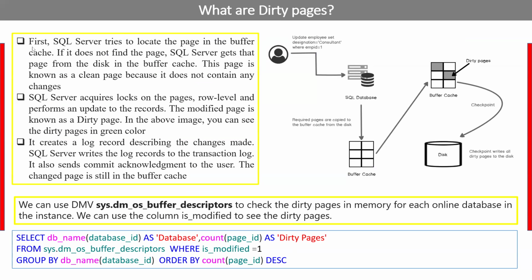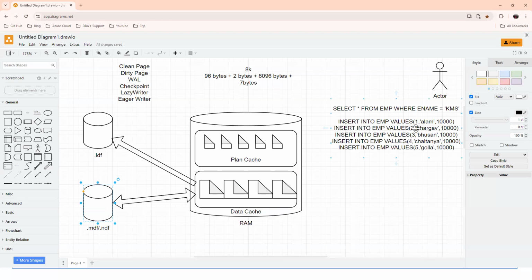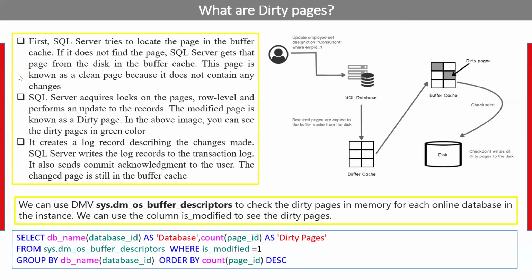Okay. So first, SQL Server tries to locate the page in the buffer cache. That's what I told you, right? Whenever you are doing anything, SQL Server wants to get the pages in the buffer. First, it will try to find the pages in the buffer. If it does not find the pages, SQL Server gets those pages from the disk into the buffer cache. This page is known as a clean page because it does not contain any changes. The first time it is copied, it will be a clean page only, sir.